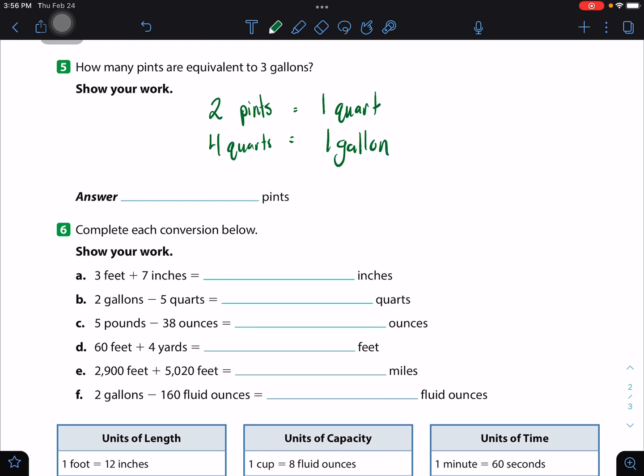And then down here below, I want you to answer A and B as well. Taking 3 feet and adding 7 inches and putting that in inches, I know that there are 12 inches in 1 foot. And then taking 2 gallons and subtracting 5 quarts, knowing that there are 4 quarts in 1 gallon. Show Mr. A what you've got. I know you can do that.